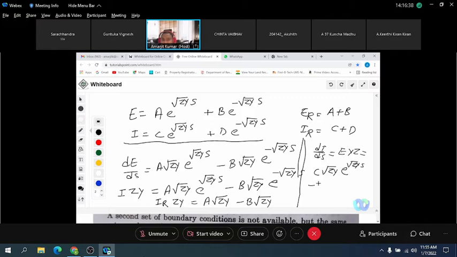plus minus D into root ZY e to the power minus root ZY. And at S is equal to 0, E is equal to ER. So basically, what will happen? ER into Y is equal to C minus D into root ZY.